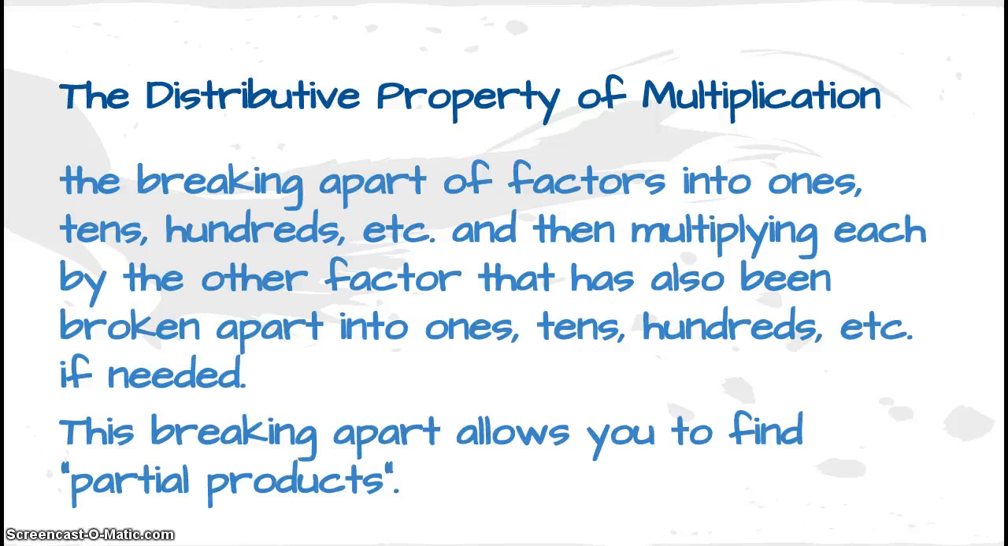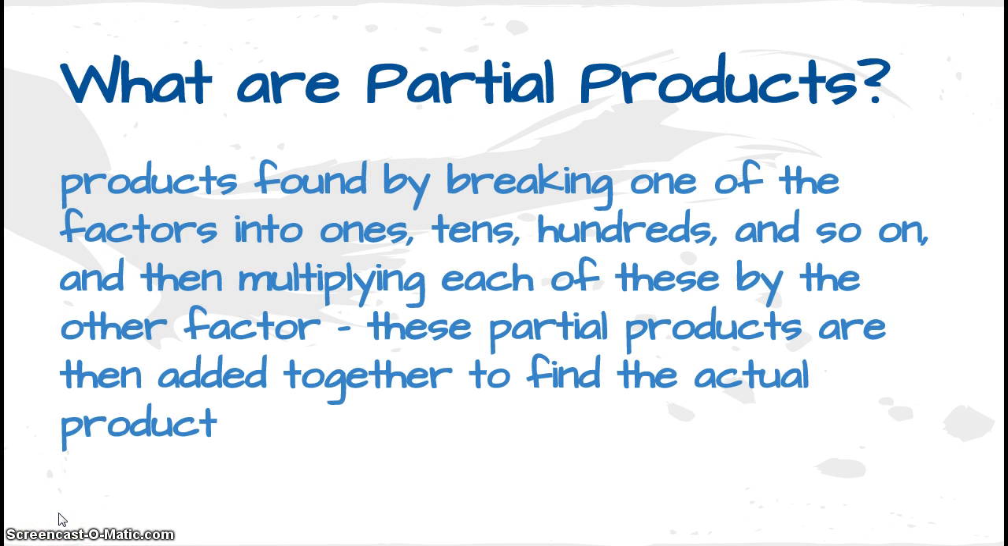But oh my, what are partial products? They are products found by breaking one of the factors into ones, tens, hundreds, and so on, and then multiplying each of these by the other factor. Sort of sounds familiar, doesn't it? But these partial products that we get are added together, and that's what helps us find the actual product.